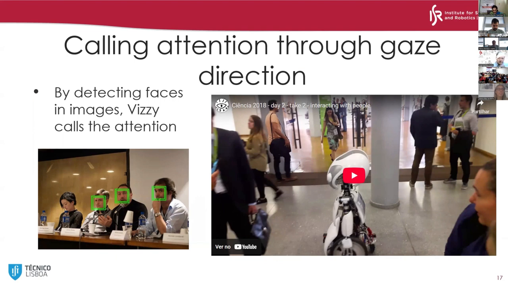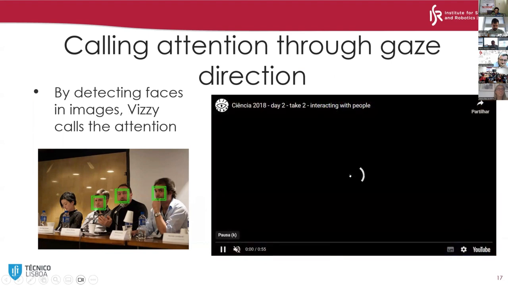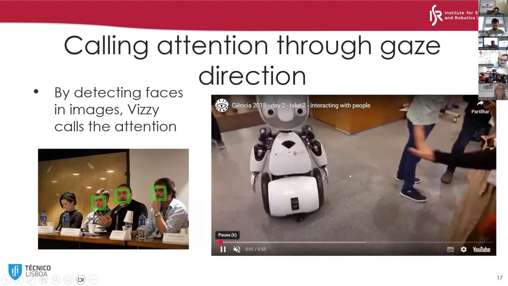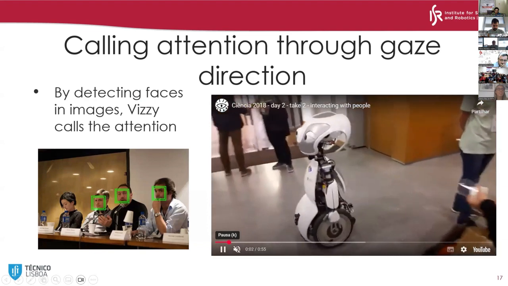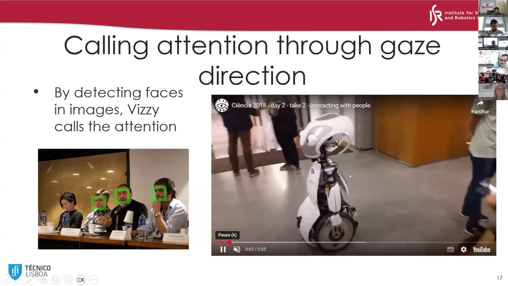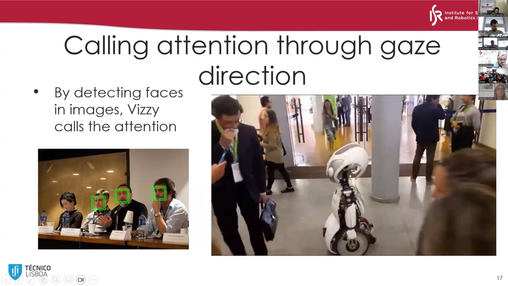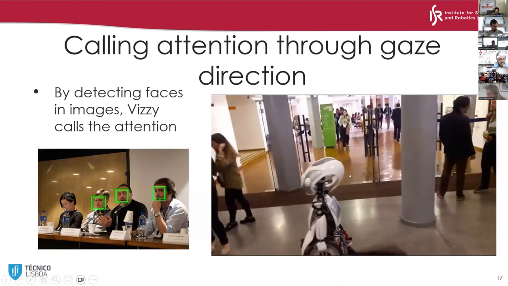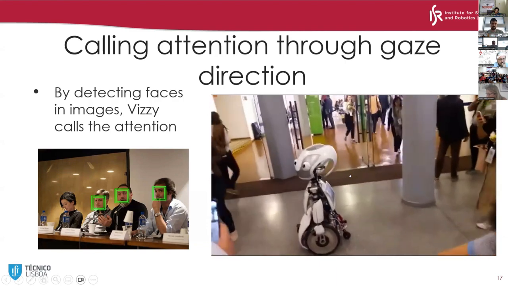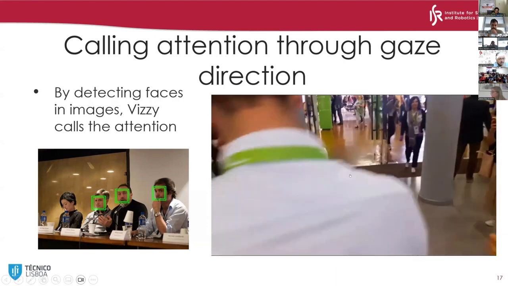One of the things that we implemented in our social robot is how we manage to call the attention of the persons that are around. In this case, it is simply detecting the faces in the image, and then we guide the gaze of the robot towards the faces of the persons, and then the persons react to that. They do one of two things: they try to engage in interaction, or they avoid it, like that woman did in the video.